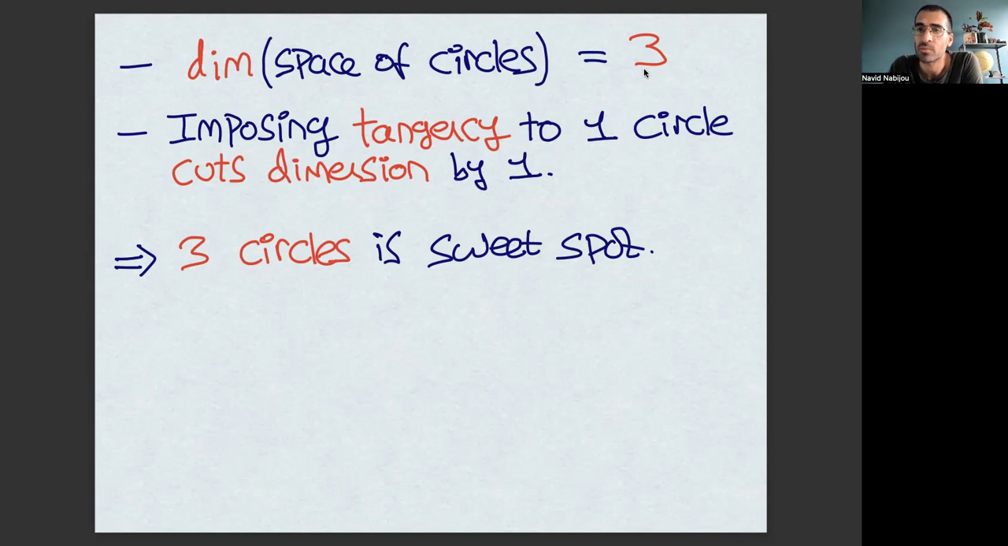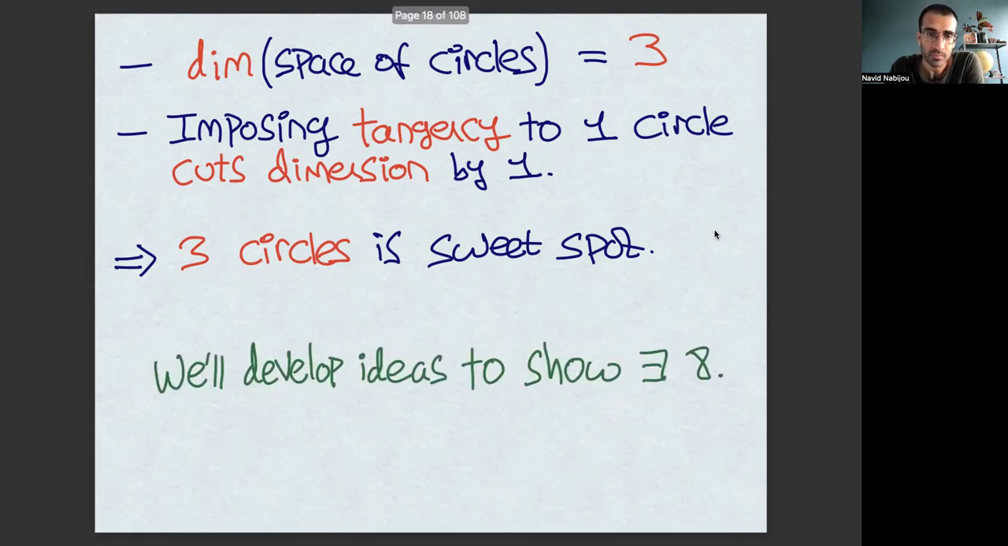Well, what is a 0-dimensional space? Well, it's a collection of points, right? And once I have a collection of points, I can count it. I can ask how many there are. So this is why 3 is this sort of Goldilocks zone. This is why 3 was the right number to look at from the beginning. And later on, we're going to develop some more elaborate ideas to show that really there are exactly 8 of these circles.